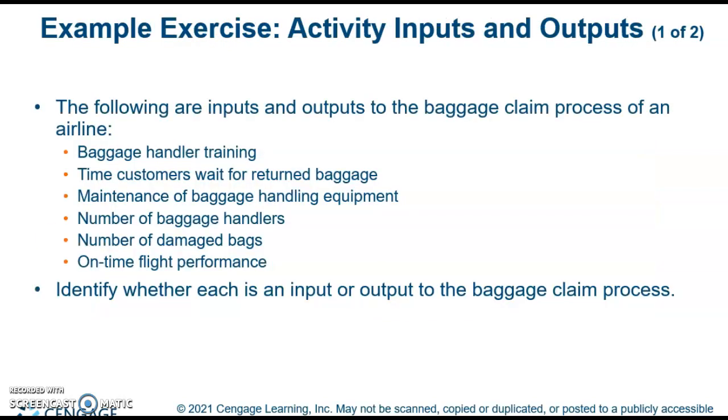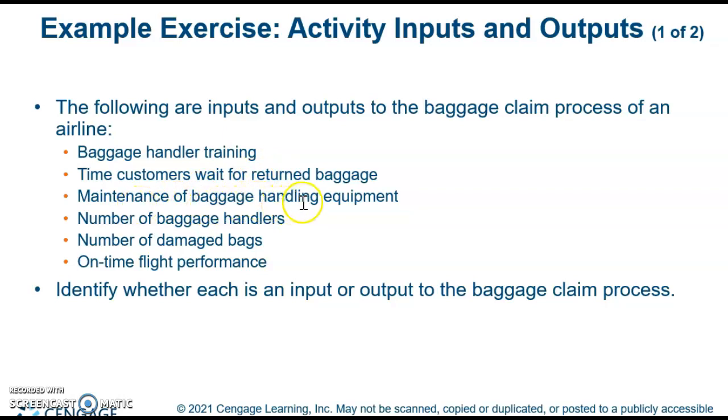So let's work this exercise and see what it would look like for a baggage claim process for airlines. So our process is the baggage claim process. So what are the inputs? We're going to identify inputs or outputs to the baggage claim process. The inputs would be the baggage handler training. So how well are they trained? And the time customers wait for return baggage would be an output. How long did it take for them to wait?